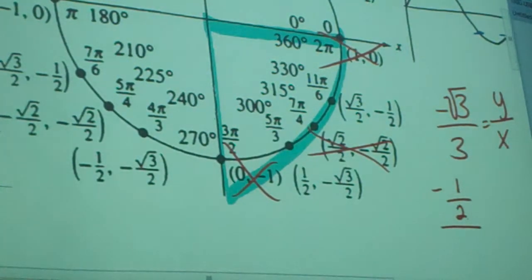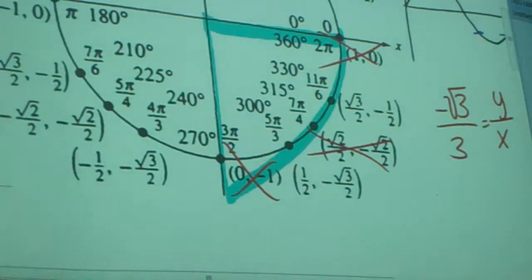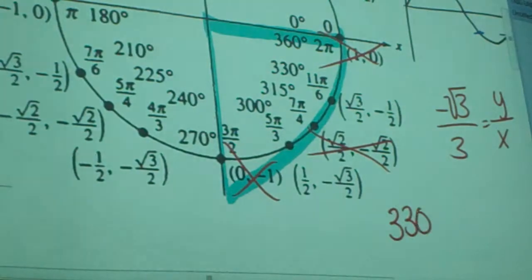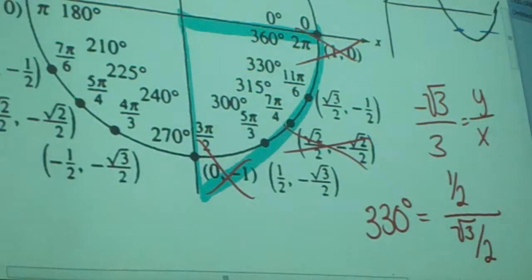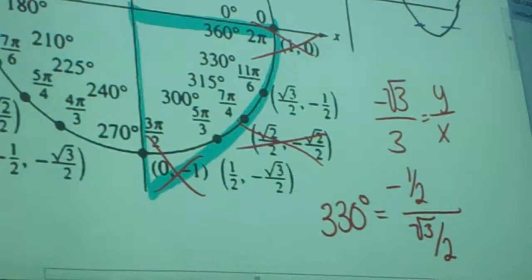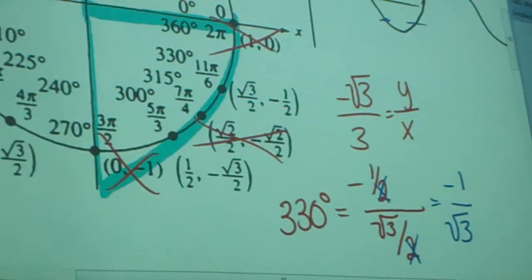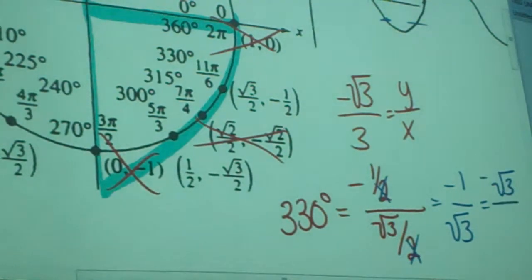If we did 330, I would do y over x, and that's actually negative. Then if I reduce this, the 2's cancel out, and I'm left with negative 1 over square root of 3. Then I'll need to rationalize it, and it's negative square root of 3 over 3.